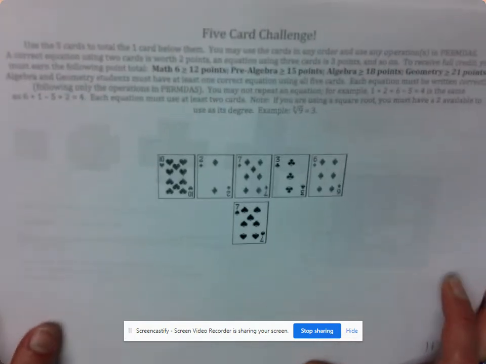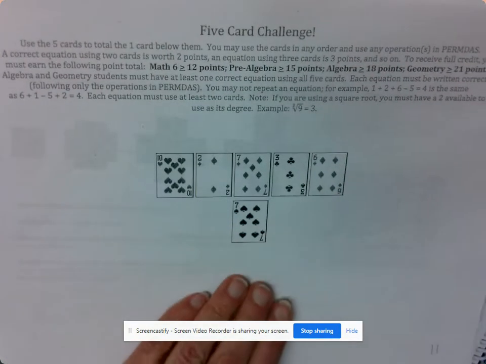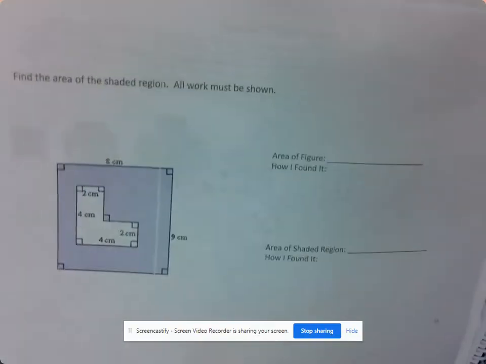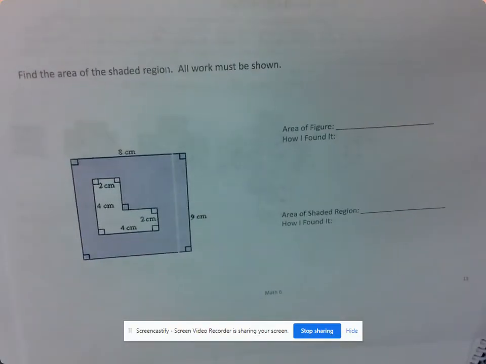Our next page is our 5-card challenge. Make sure we equal 7. Shh. Why are we yelling out any numbers?